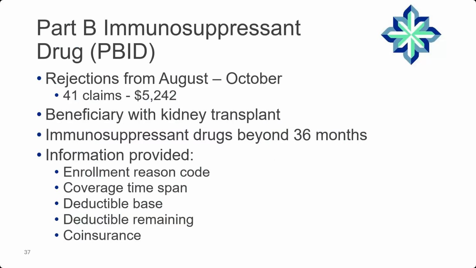So patients who are entitled to Medicare because of ESRD may qualify for this benefit, which covers continuous immunosuppressive drugs that are needed to prevent or treat the rejection of transplanted organs or tissues. And this is only for drug coverage, and it doesn't include any other items or service. If the beneficiary has this benefit, then information that will be provided on this tab is going to include enrollment, reason code, coverage dates, deductible base, and remaining amounts along with coinsurance.